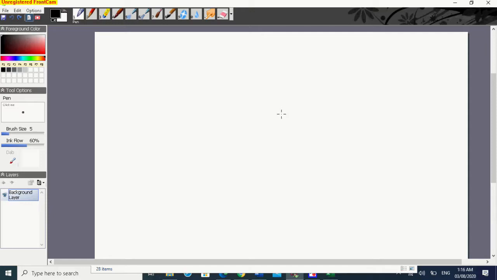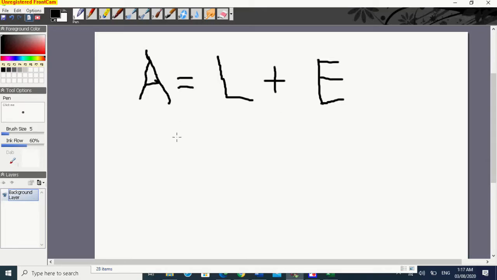So, first we're going to learn about the basic accounting equation. The basic accounting equation is A, sorry if it's not straight, equals L plus E. Okay, that's the simple accounting equation.